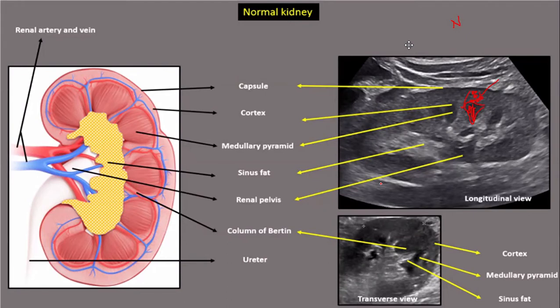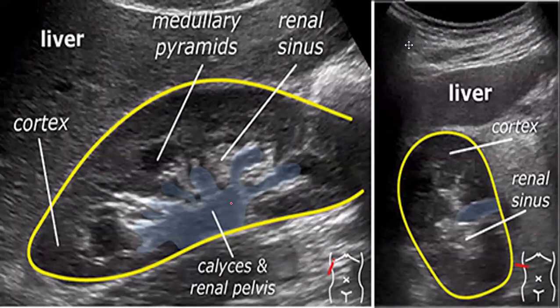So, okay, so here, this is therefore the renal pelvis. The renal pelvis becomes the major calyces, then the minor calyces. So this is the renal sinus fat. Okay, this is the renal sinus fat.